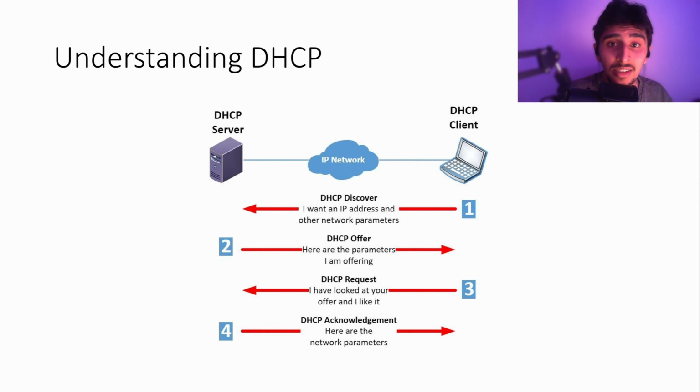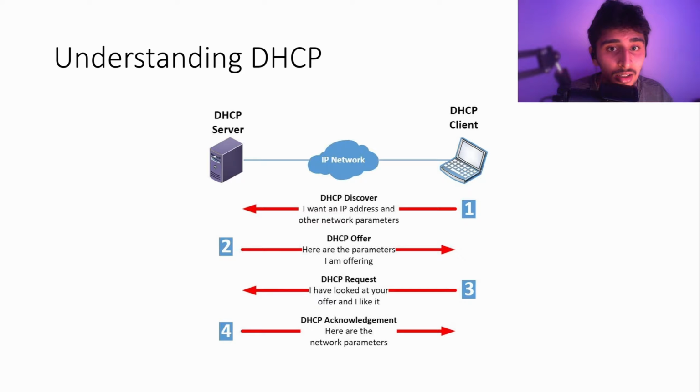So how does DHCP work? DHCP works through a four-step process called the DORA process. DORA stands for Discover, Offer, Request, and Acknowledge. These steps allow a device to communicate with the DHCP server, usually the router, to obtain an IP address automatically. This process happens within milliseconds whenever a device connects to a network.